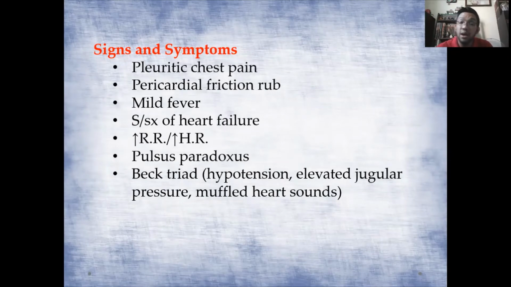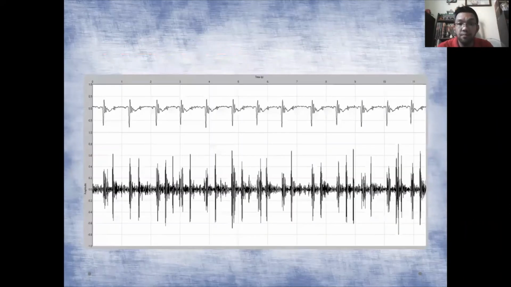And Beck's triad, there's hypotension, elevated jugular pressure, and muffled heart sounds. These are the Beck's triad of acute pericarditis. Hypotension, elevated jugular pressure, and muffled heart sound. So remember HEM, H-E-M. These are the Beck's triad.